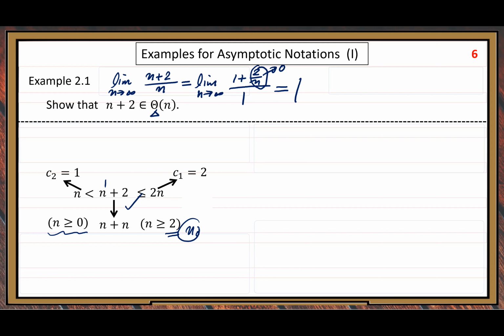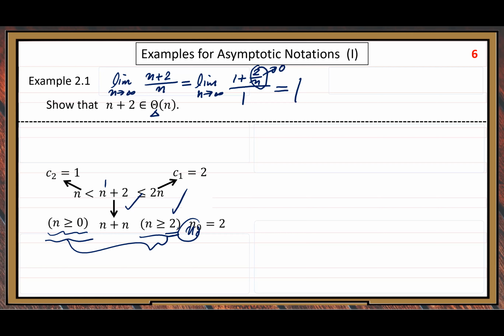So here you can see constant C1, constant C2, constant n0. Both inequalities should hold, but you pick the larger one. So you pick n0 equals 2, not 0, because you want both inequalities true. So when n is greater or equal to 2, both inequalities are true here. Okay? So you get that n0.